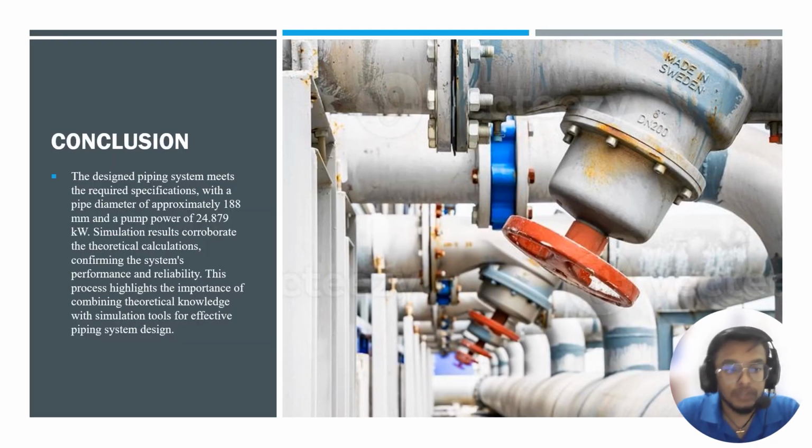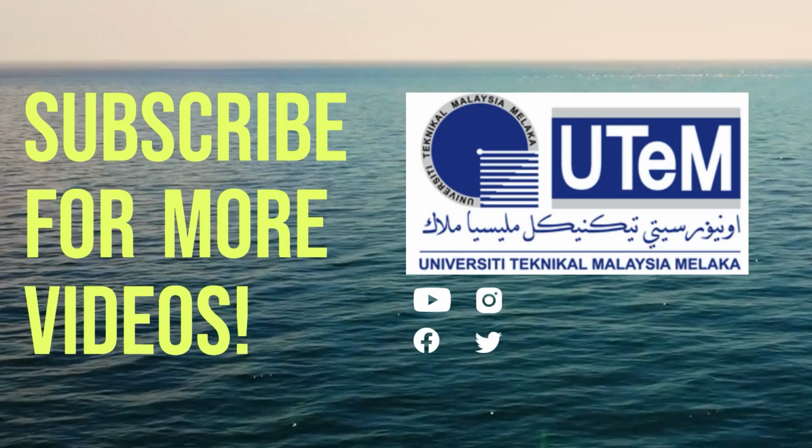So here we go for the conclusion. The designed piping system meets the required specification with a pipe diameter of approximately 0.188 meters and a pump power of 24.879 kilowatts. Simulation results corroborate theoretical calculations, confirming the system performance and reliability. This process highlights the importance of combining theoretical knowledge with simulation tools for effective piping system design.